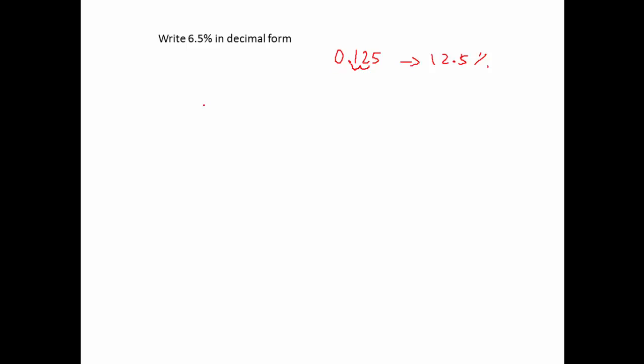So 6.5 percent, we move it to the left by 2 decimal places. 1, 2. Put it here. So we put 0 here and 0 here. So this is the same thing as 0.065 for the decimal format. Okay. So from decimal to percent, you move to the right by 2 decimal places. From percent to decimal, you move back to the left by 2 decimal places.